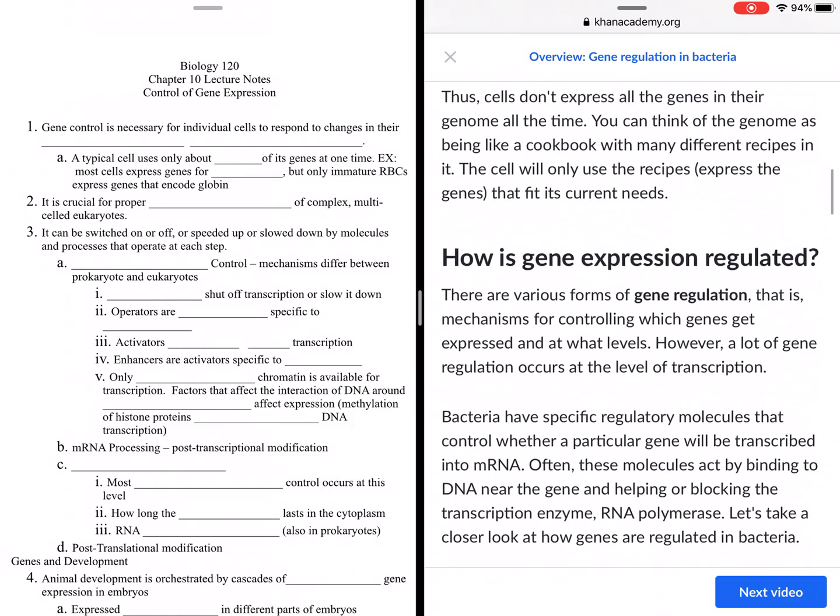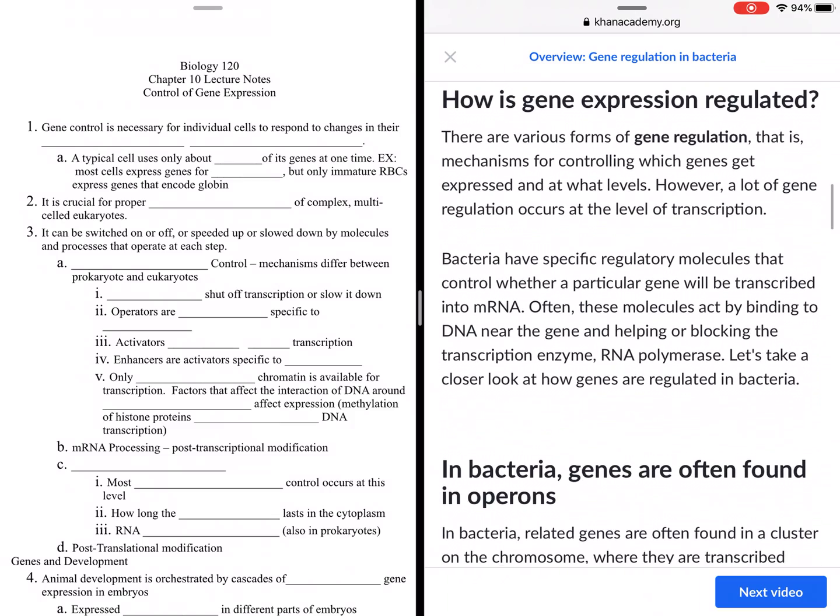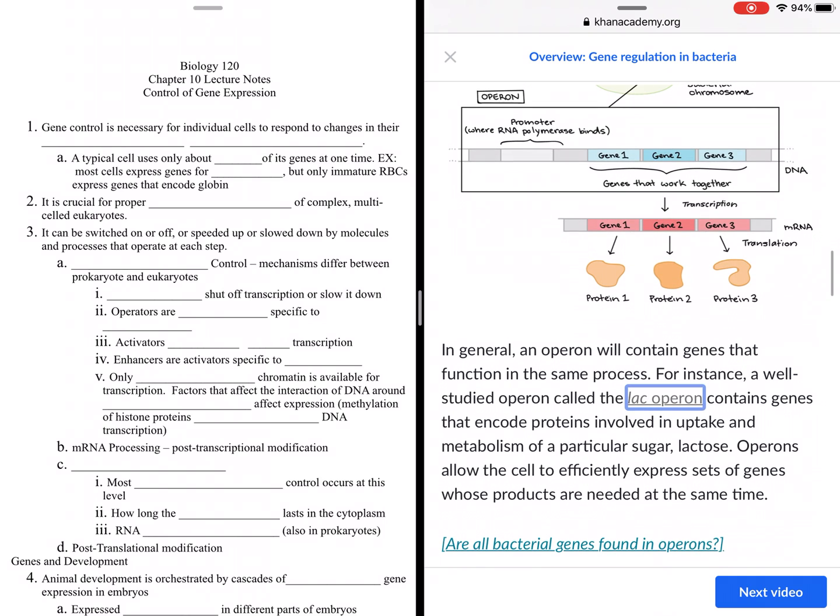And then we have activators that will speed up transcription. Think about what it is to activate things. And enhancers, which are activators specific to eukaryotes. So again, eukaryotic cells have their own specific stuff.